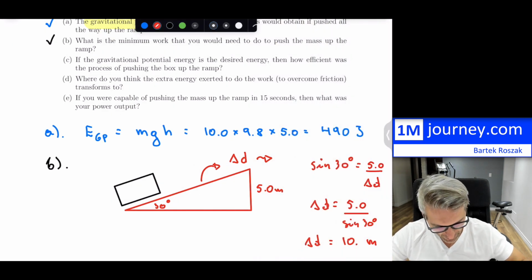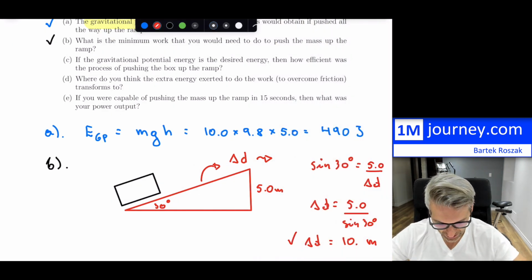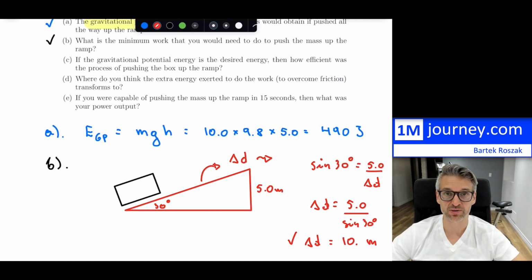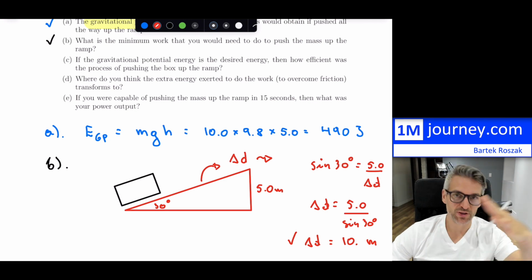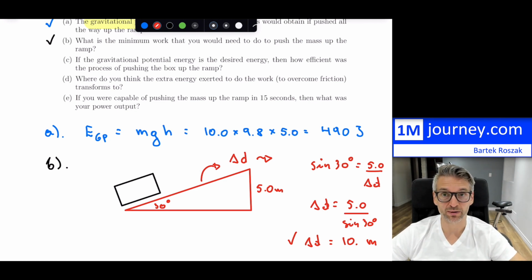Okay, so now we have our displacement. Now, why do I need the displacement? It's because if I want to calculate the minimum work, I have to move this box all the way up, and I'm going to be displacing it by 10 meters. So the next thing I need is what's the minimum amount of force that I need to push with in order to move this box. Now, because there is friction, I'm going to have to overcome friction, and I'm going to have to overcome the actual box's gravity. But it's going to be a component of the gravity.